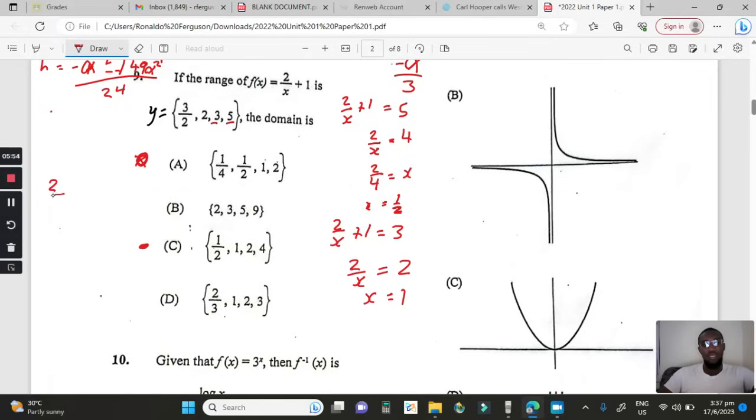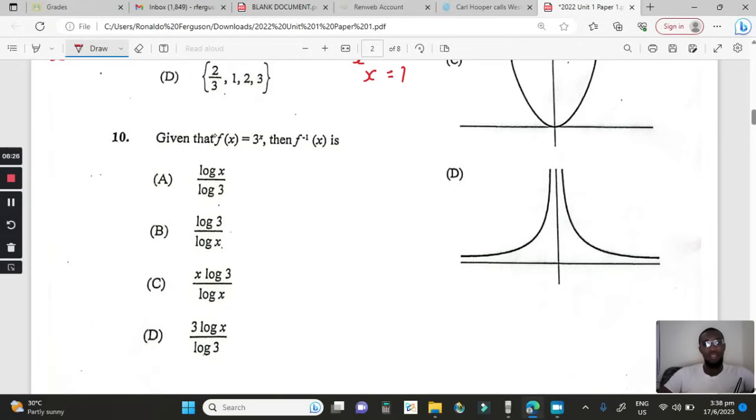Now do it one more time. 2 over x plus 1 equals 2. So 2 over x equals 1. Interchange, so x equals 2 over 1, which is 2. So we're supposed to have 1, 2, and 4, and also half. So half, 1, 2, and 4. That's clearly option C. Alright, so basically we're finding the domain in this question. Easy.